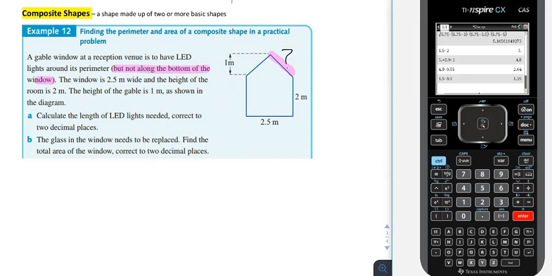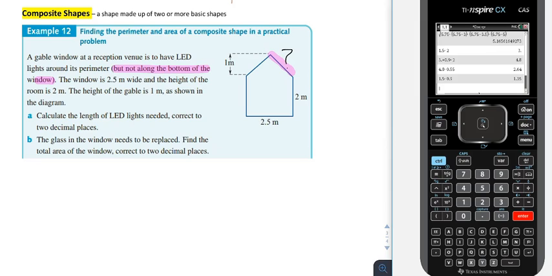So we've got everything. Now, part A says calculate the length of the LED lights needed, correct to 2 decimal places. And then part B is an area question, which we'll deal with in a second. In order to do part A, you do need to know what this distance here is. What is this angle part, the hypotenuse, if you look at it as a right angle triangle? And in fact, that's how we need to look at it, because we can use that to calculate that side length.